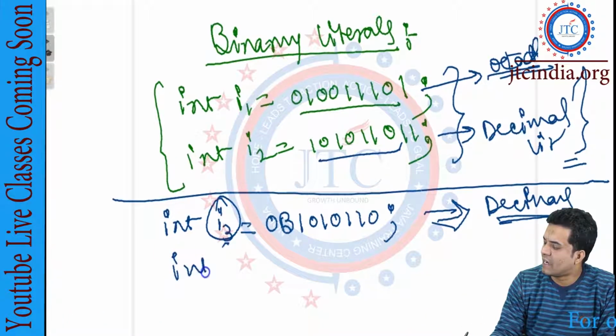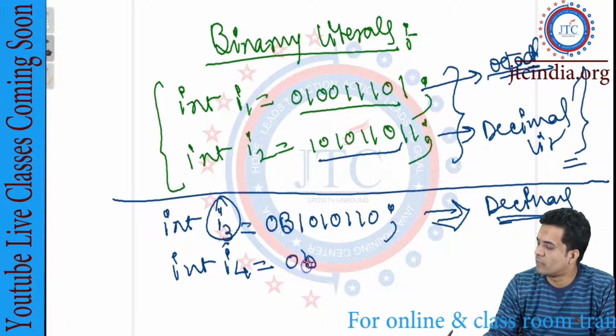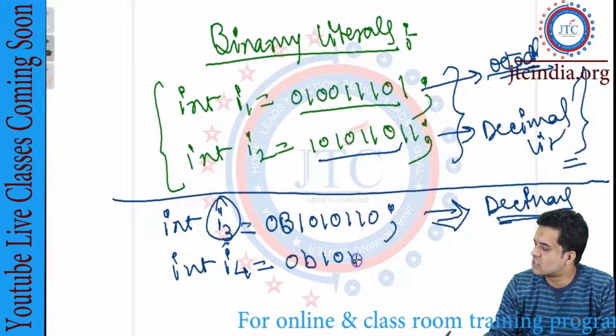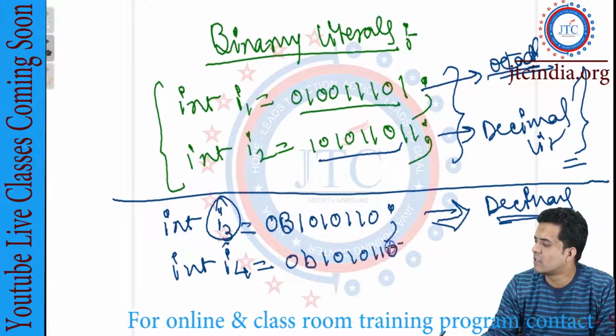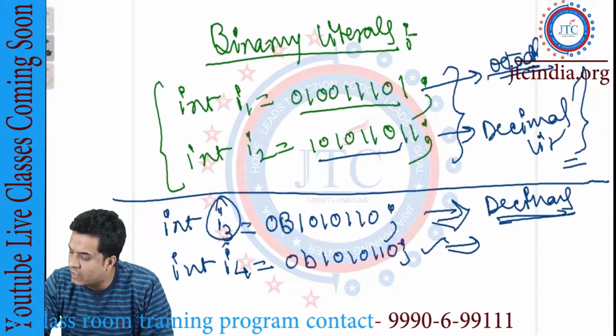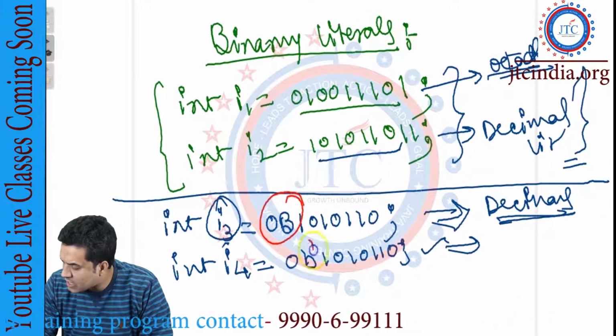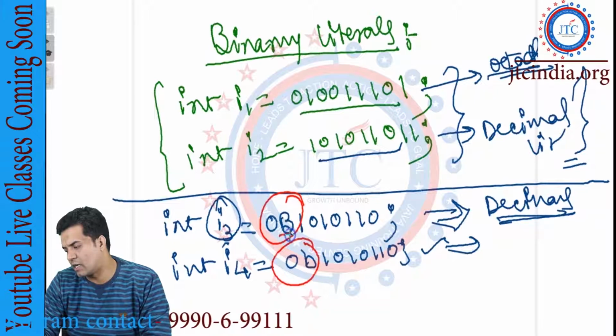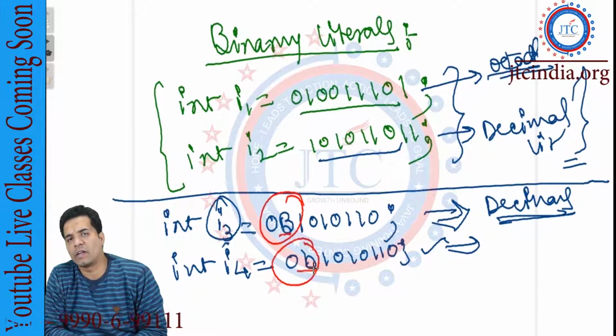You are writing int of I4, and 0 small b 1 0 1 0 0 0 1. This is also correct. It means the 0 and b you are writing can be written in both cases, either in the capital letter or in the small letter. Both of those we can write.